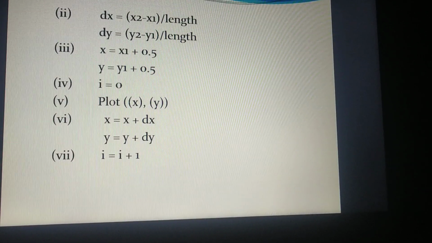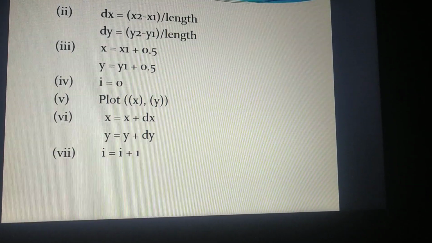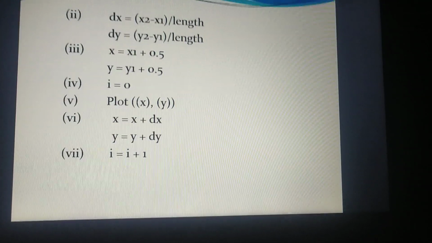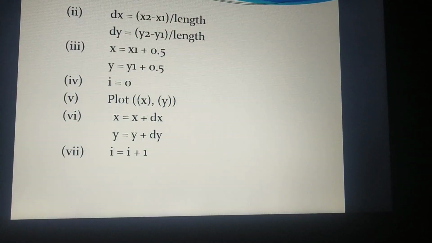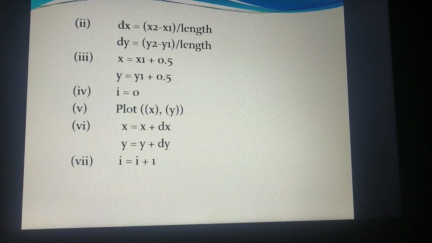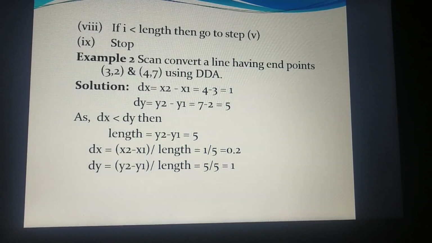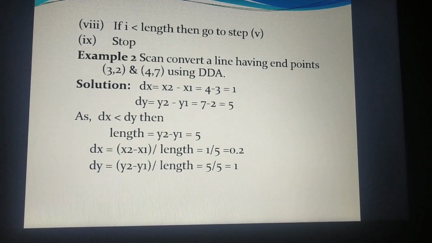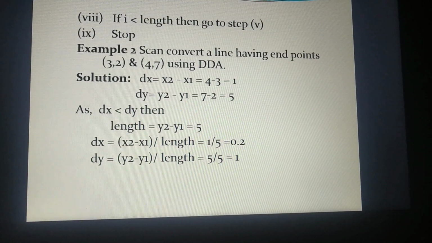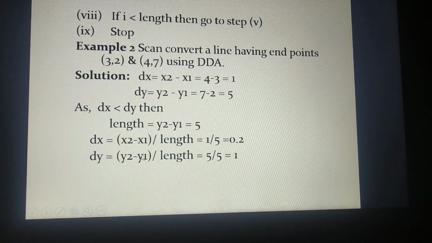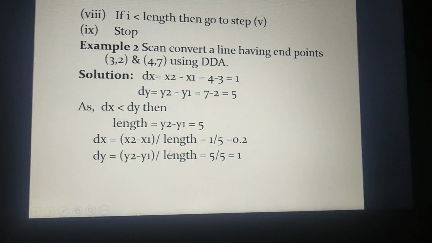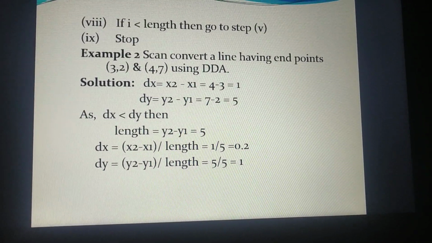In the third step, I have x equals x1 plus 0.5 and y equals y1 plus 0.5. In the fourth step, i equals 0. In the fifth step, I am plotting x comma y. In the sixth step, I am incrementing, that is x equals x plus dx and y equals y plus dy. In the seventh step, I am incrementing the integer variable i equals i plus 1. Then in the eighth step, if i is less than length, then I will go to step 5. Then in the ninth step, it will stop the algorithm. I have given another example, that is 3, 2 and 4, 7 as the endpoints. I am showing the result here. You can check it out.